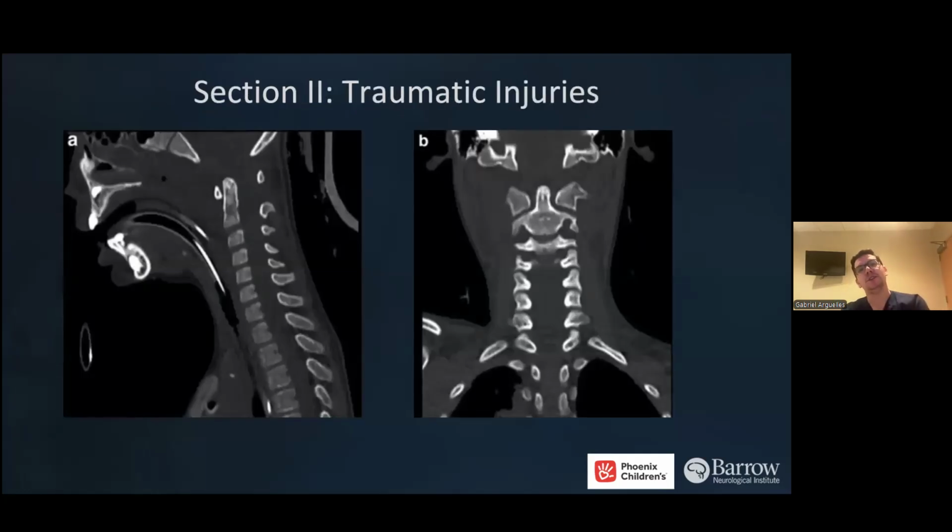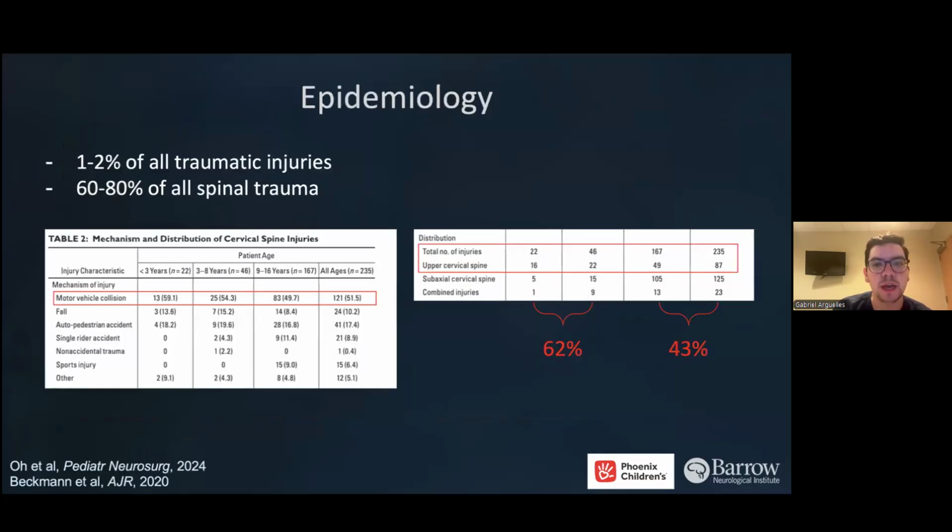All right, so now we're going to talk about traumatic injuries. So this is an abnormal CT scan, obviously, and we'll talk about why that might be in a little bit and what that might mean for the patient. But this is the meat of this talk, so we can see how these patients present and with what. So first, the epidemiology, just briefly.